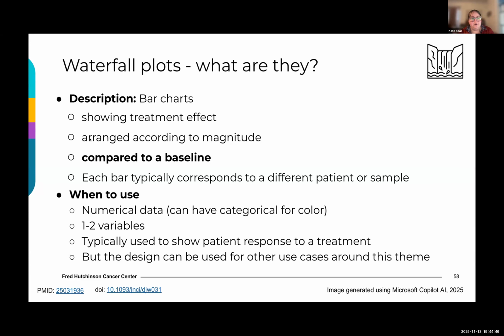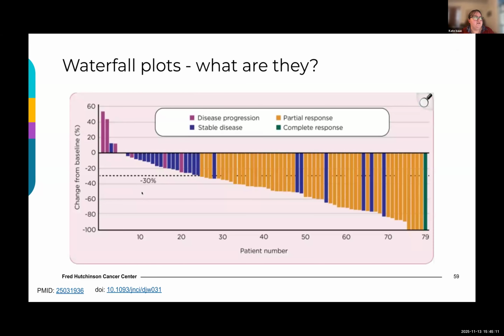It could be one variable if the data that you're given already has taken the difference and has already done the comparison for you. You're also likely to have another variable that is categorical, because each bar typically corresponds to a different patient or sample. And this is going to be typically used to show patient response to a treatment, but the design can be used for other cases around the same.